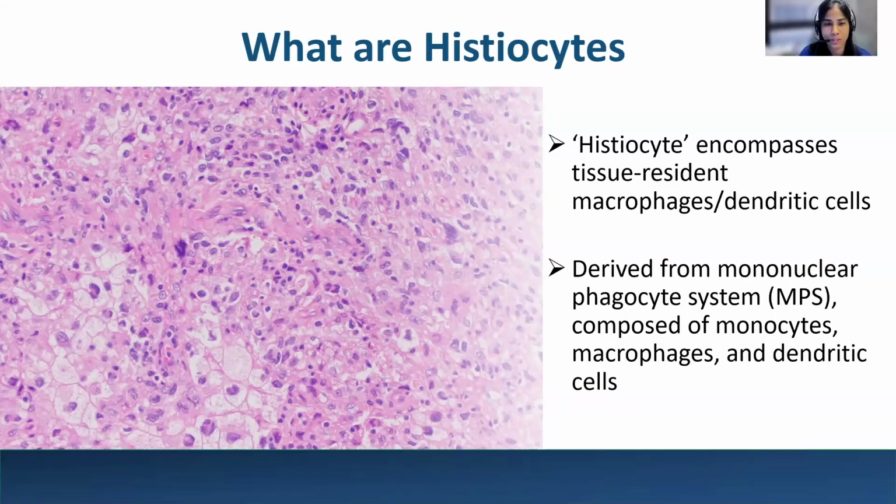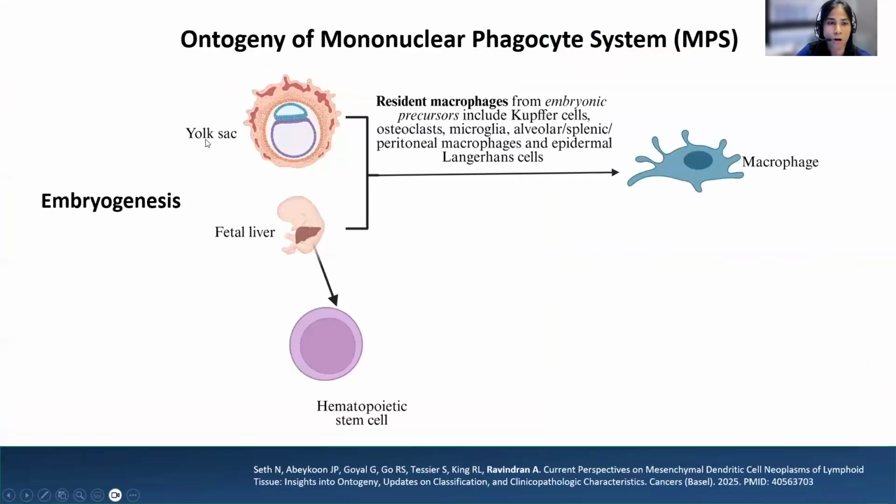So when we talk about histiocytes, it's an umbrella term. It encompasses both tissue-resident macrophages and dendritic cells. And these are the immune cells derived from the mononuclear phagocyte system. The ontogeny of these histiocytes goes back to embryogenesis, starting from prior to birth, where the yolk sac and the fetal liver are your primary site of hematopoiesis.